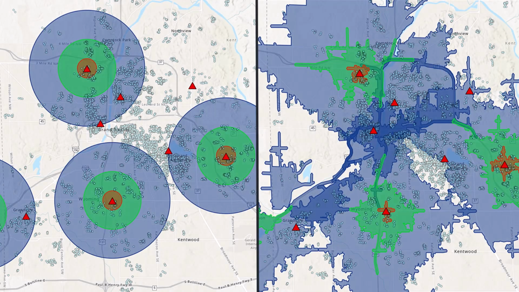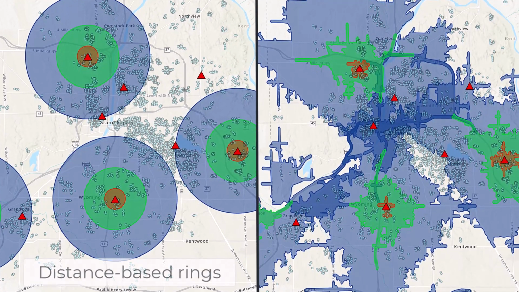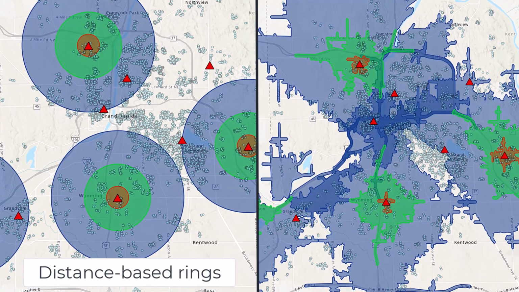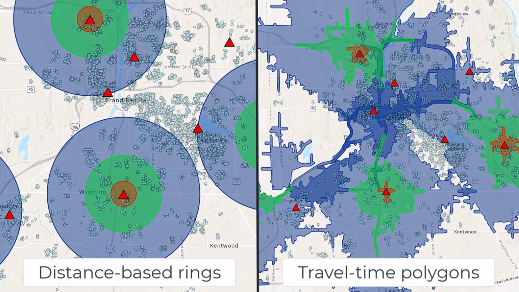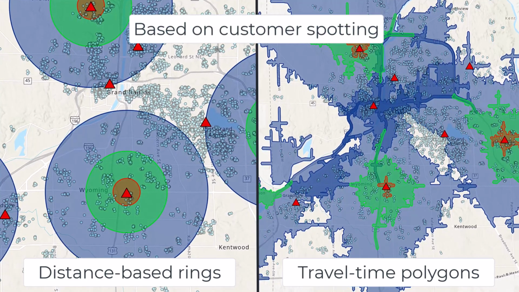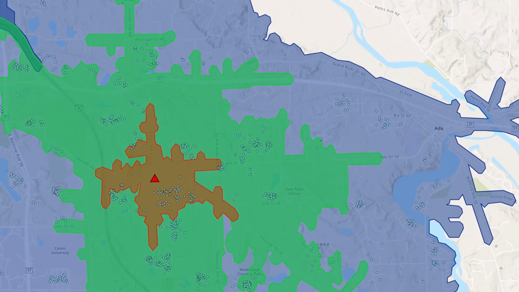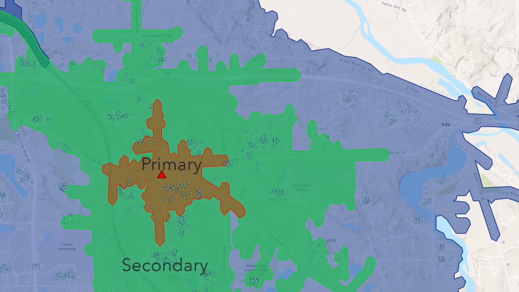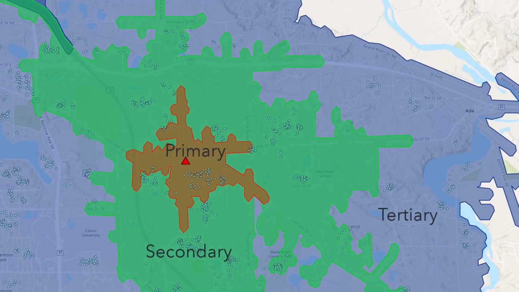Popular and intuitive methods of delineating trade areas involve radial distance-based concentric rings and irregular travel time-based trade area polygons. Such trade areas are based on customer spotting, going back to a concept in the early 1960s. And a business's trade area can be divided into primary, secondary, and tertiary or fringe areas, which are determined by the distance from the firm site.